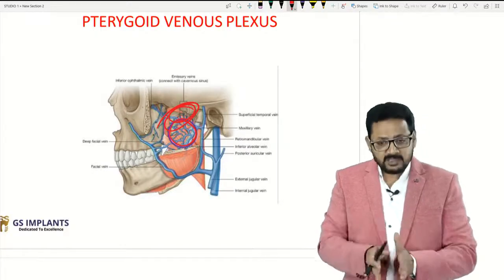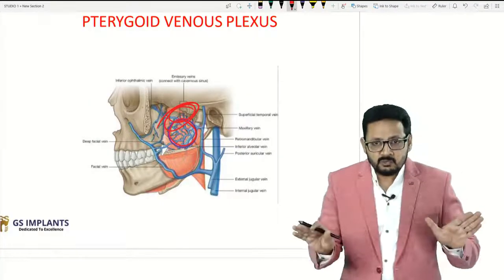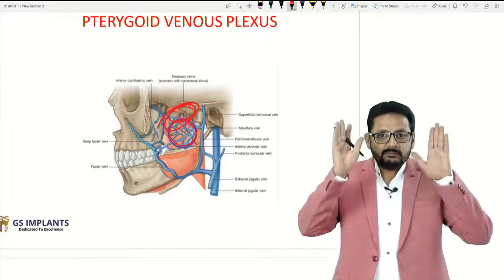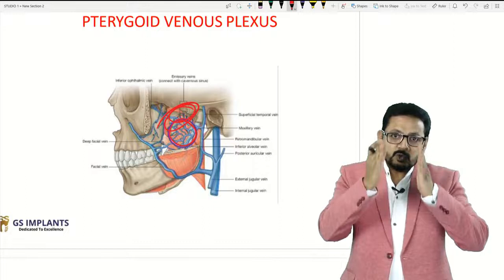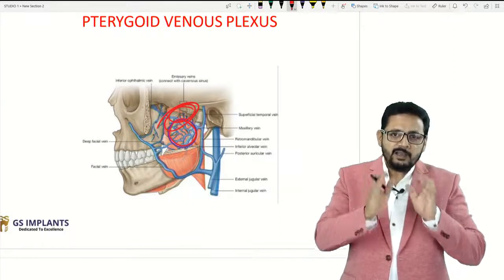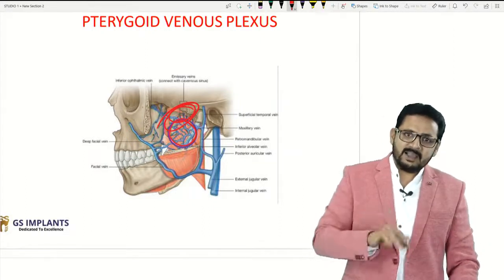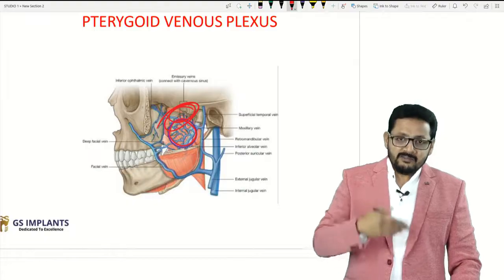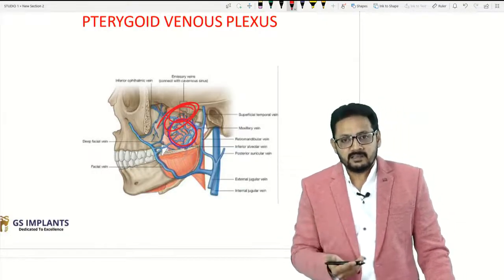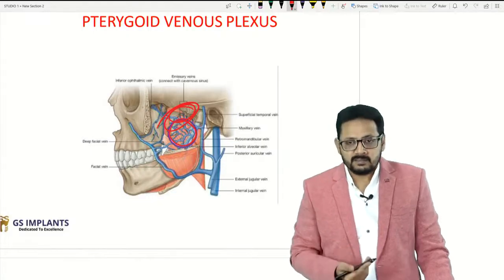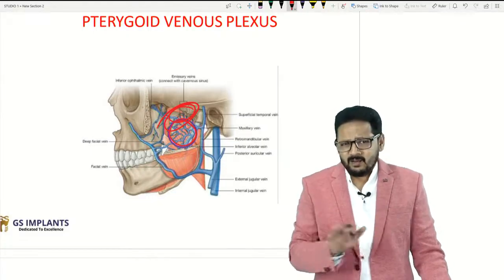But in the case of emissary veins, there are no such valves. It is a two-way traffic. It is not one-way. It is a two-way highway, where it goes from here and also comes from there. So there are chances of infection into the midbrain, into the cavernous sinus. It can sometimes lead to meningitis. But these are all rare complications.